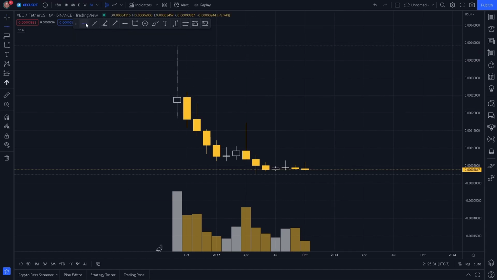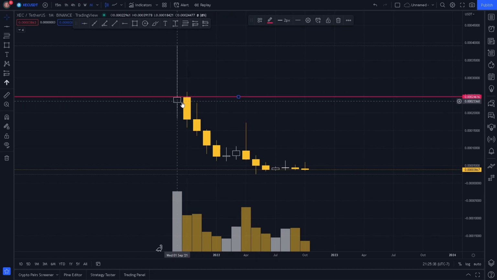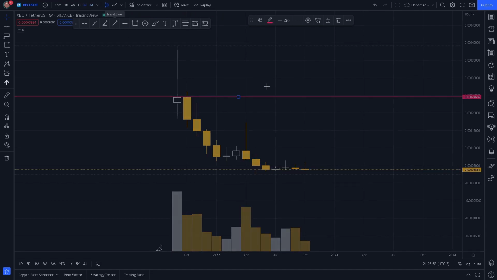The first level we can notice is the swing high. So this is the highest point price has gotten, and we can see clearly from these candles a strong rejection from this level. Now let's go ahead and hop into the weekly because we don't have a lot of price action to work with.